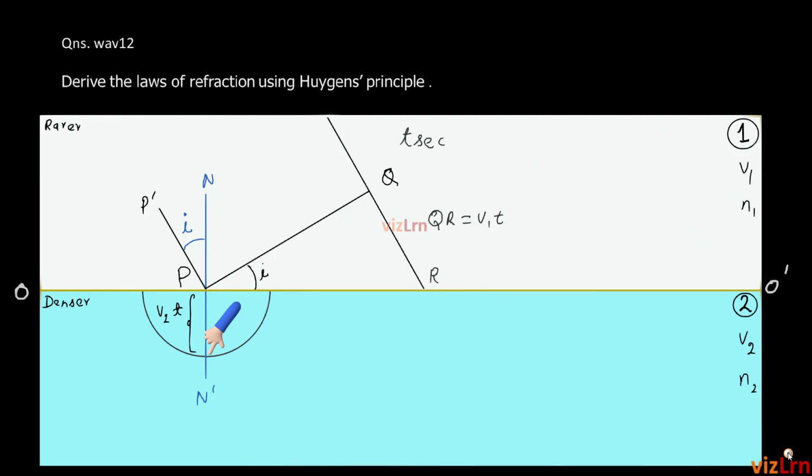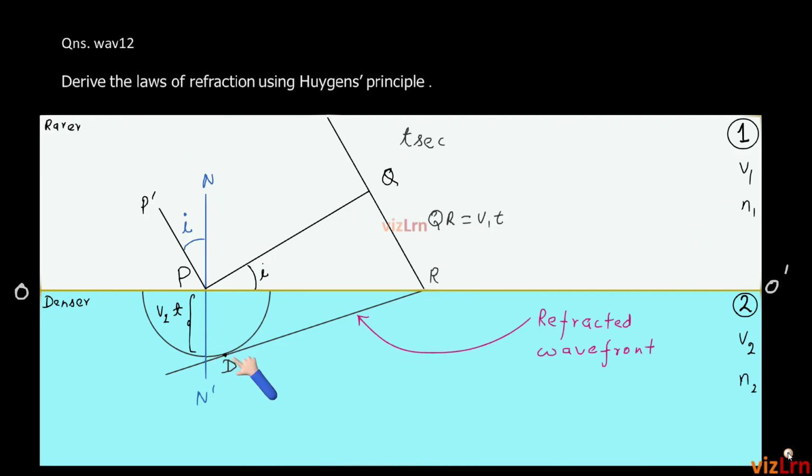So to get the shape of the refracted wavefront, we draw a tangent to this sphere from the point R touching the sphere at D. Then this line DR is the refracted wavefront at time t.